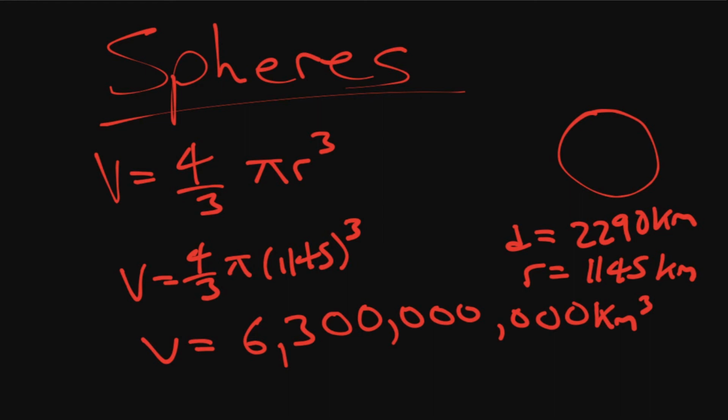If anyone's wondering why this is so big, that's because the diameter I gave you is actually the diameter of Pluto, the planet. Or is it a planet? I forget. I don't remember. Whatever it is, that space rock, its volume is 6.3 billion kilometers cubed.